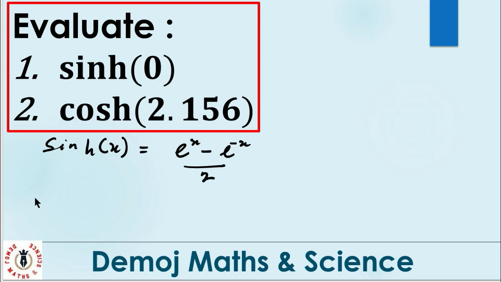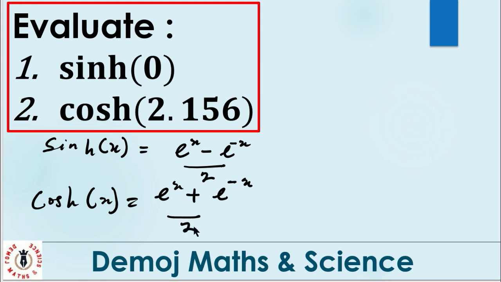The second is cos, or the hyperbolic cos of x. The cos of x is given as e raised to the power of x plus e raised to the power of minus x, over 2. And the last is the tangent of x. Now, the tangent of x is given as the sine of x over the cos of x.